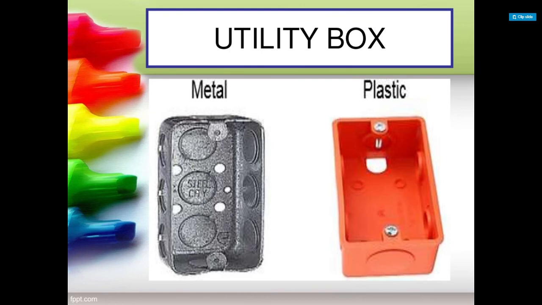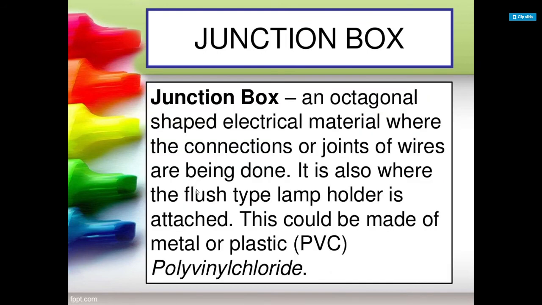Okay? Next, junction box. So in your book, both the junction box and the utility box are labeled as utility box. But here, I would like to once again tell you that a utility box is the rectangular in shape, while the junction box could be octagonal. Okay, the shape is octagonal. An octagonal shape electrical material where the connections or joints of wires are being done.